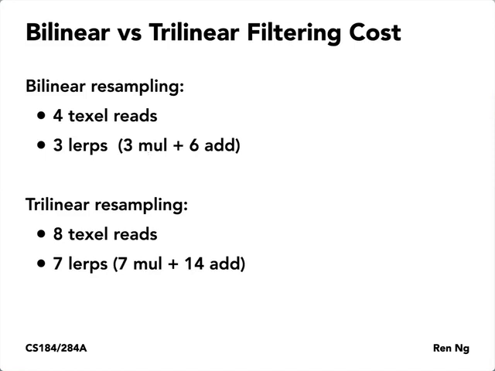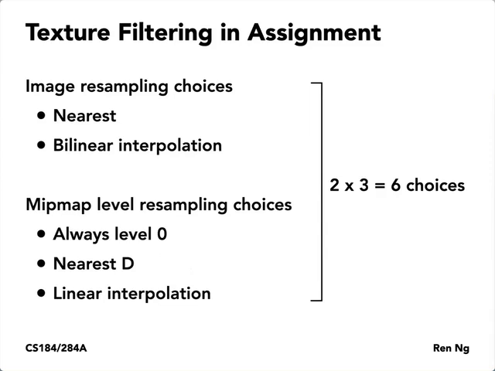Trilinear resampling is 8 texture reads, right? For 2 levels, and then 7 lerps, 3 in each of the levels, and then 1 additional between the levels. So you get 7 multiplies and 14 adds. Okay, so where do we end up? Now, this is a far cry from having to do a potentially unbounded amount of supersampling in order to knock out potentially arbitrarily high frequencies, as I showed you earlier with the supersampling approach. So this is why MIP-based texture mapping for anti-aliasing is so important.